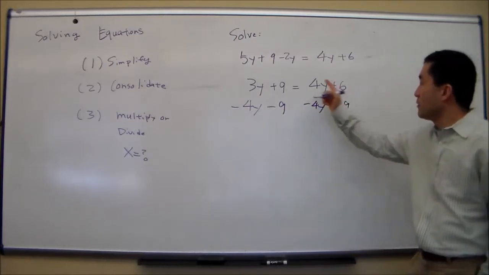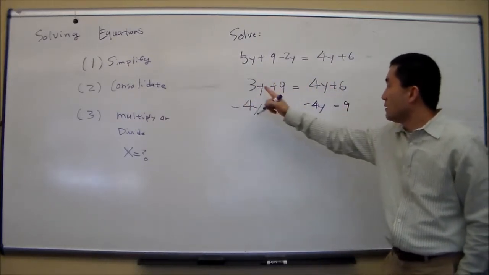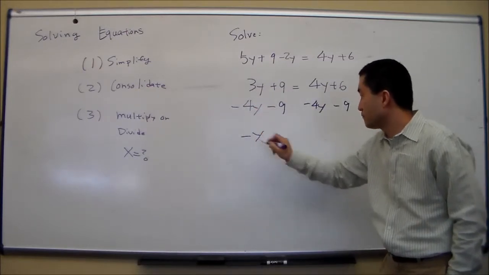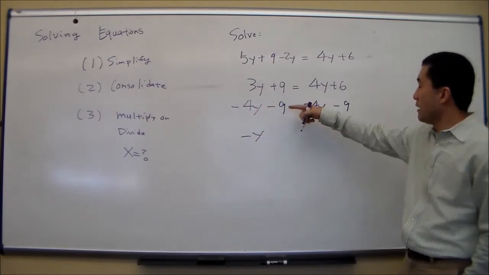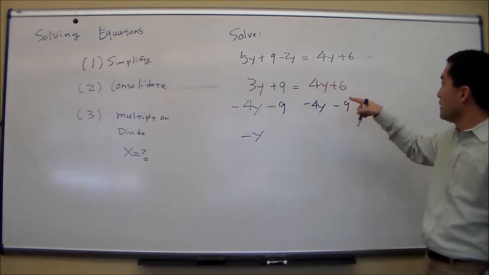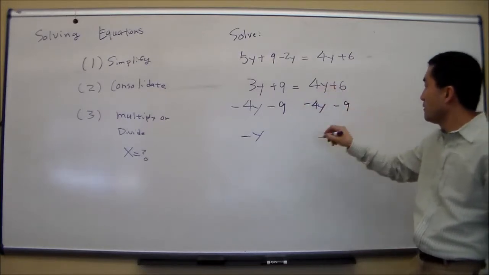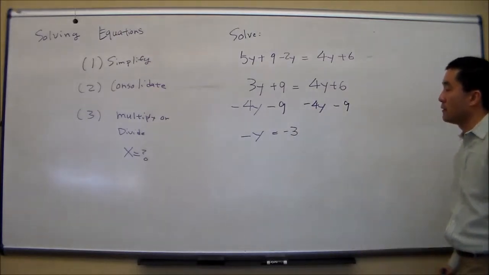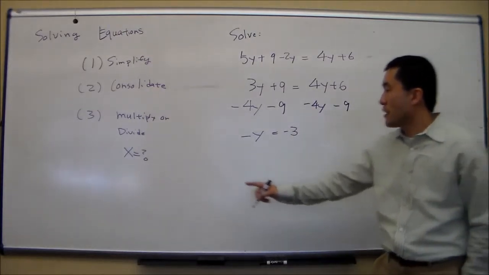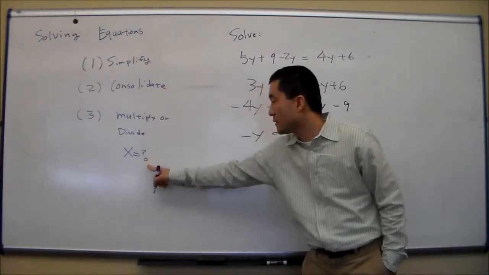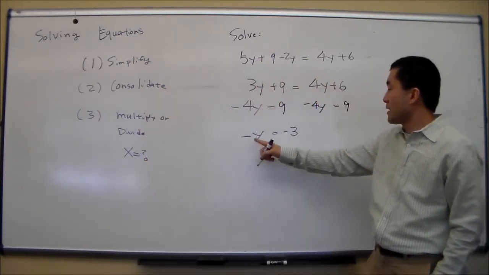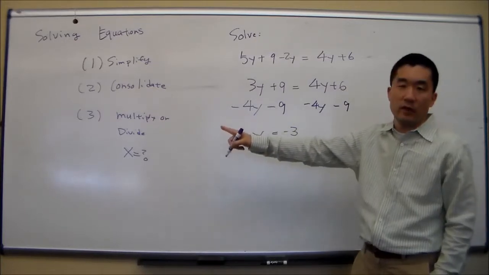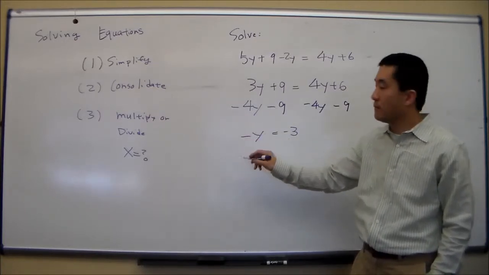So if you rewrite this whole equation right here, 3y minus 4y, that's just negative y. 9's go away. 4y's go away. 6 minus 9, that's negative 3. So we're close to say y is equal to something, except there's a minus sign in front. So then we're going to go to the step 3 to get rid of that minus sign.